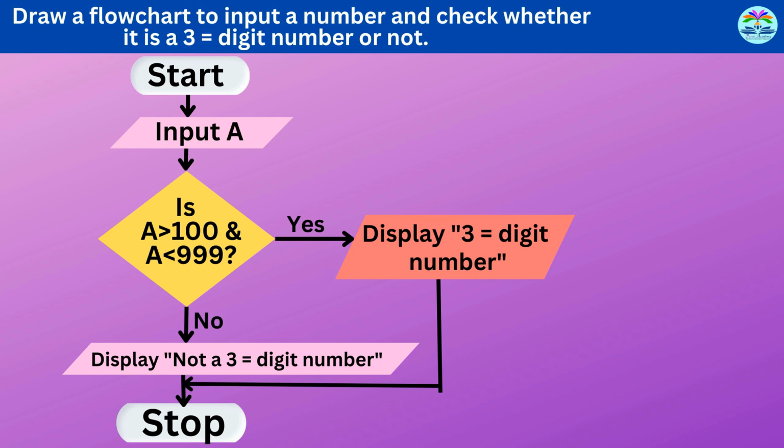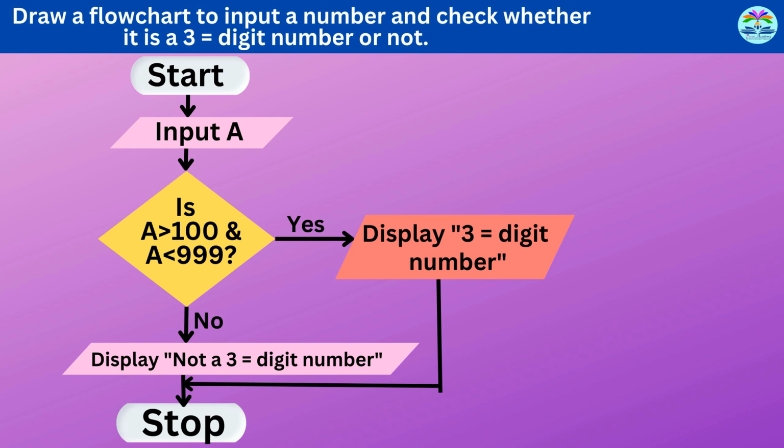We use an oval for start. Then we input a number by using a parallelogram, where we write down input A as a variable. Then we use a diamond shape, where we check the range, because between 100 and 999 all the numbers are 3-digit numbers. Numbers more than 999 or less than 100 are not 3-digit numbers; these are 2-digit and 4-digit numbers.